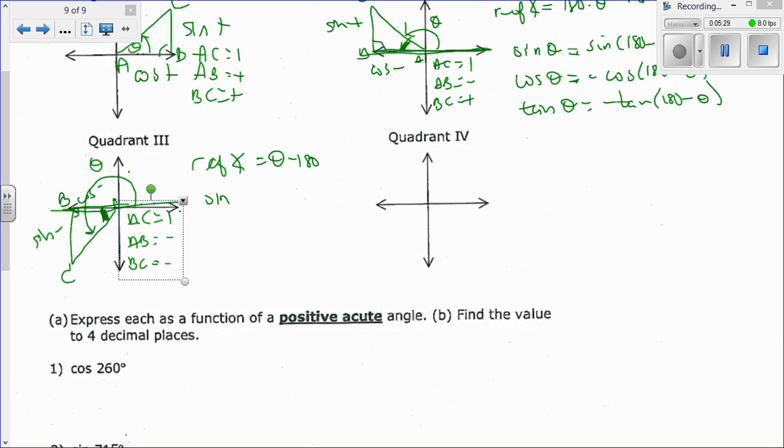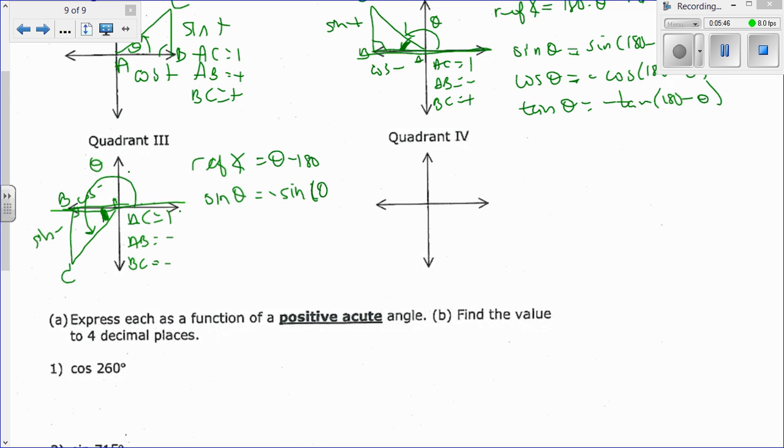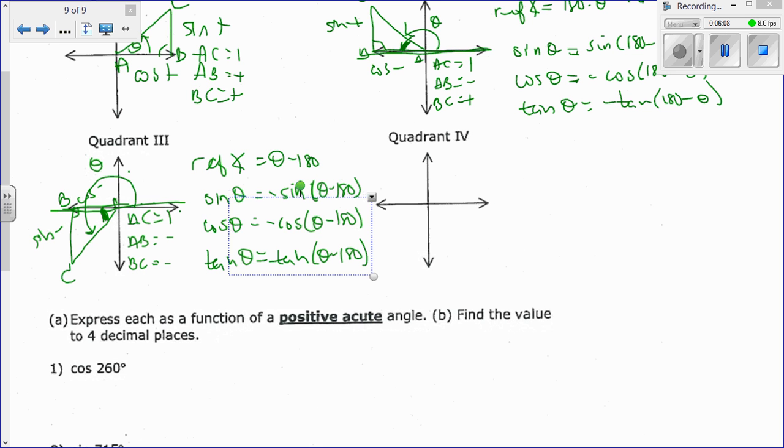So the sine of theta is going to be a negative sine of theta minus 180. And then cosine of theta is going to be a negative cosine of theta minus 180. And the tangent of theta is just going to be the tangent of theta minus 180 because in quadrant 3, only tangent is positive.